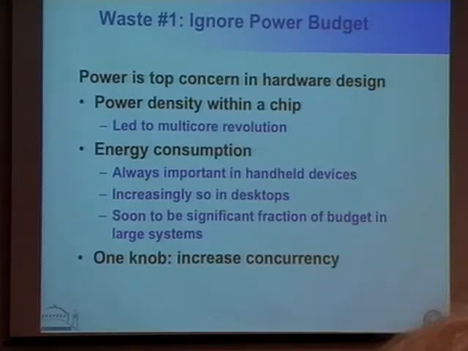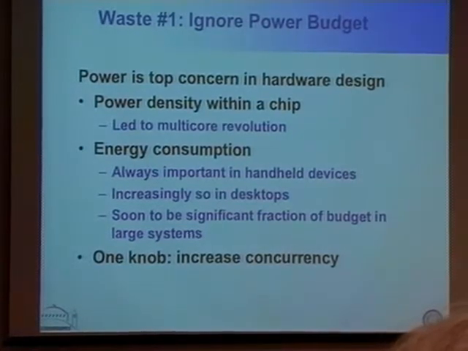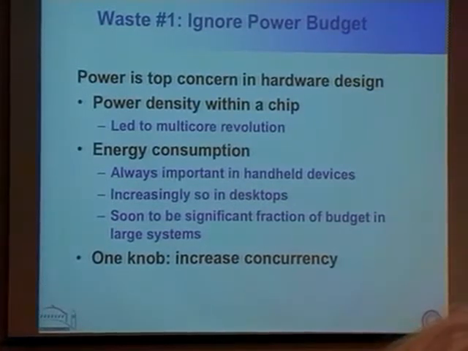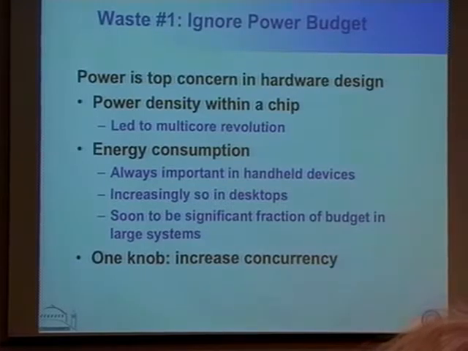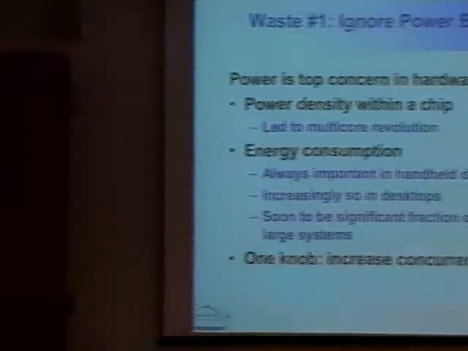This is increasingly of interest in desktops because, for example, a desktop machine that you leave on 24 hours a day is likely to be the top consumer of energy in your household right now. If you're leaving on a high-end desktop, that's a very large consumer of electricity in your electricity bill. So these are also soon going to be a significant fraction of the budget in large-scale systems. I'll talk a little bit about the amount of energy that these systems are going to consume. The one overall knob that we have for reducing energy use is to increase concurrency and try to turn down the power consumption.